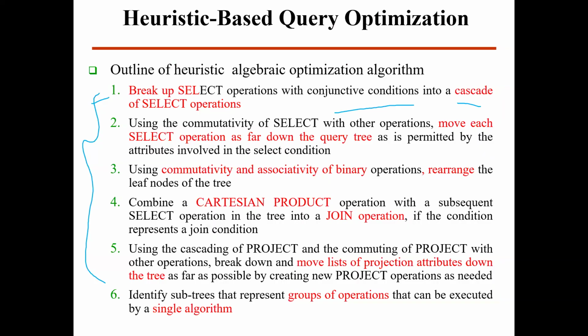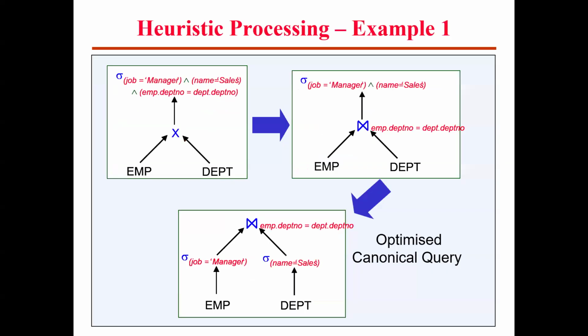Then using the commutative select, move each select operation down the tree. Then using the commutative and associative of binary operation, rearrange the nodes and the leaves. Then combine the Cartesian product, change it to join operation. And using the cascading project and commutative project, computing of project with the other operations, break down the projections also down. And then identify subtrees that represent group of operations and that can be executed by a single algorithm. So these are the 6 things that we do in the heuristic based query optimization.